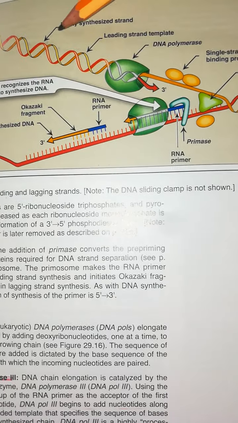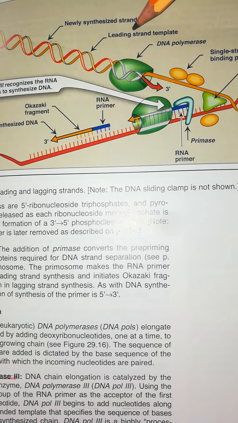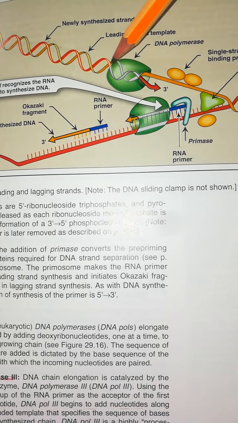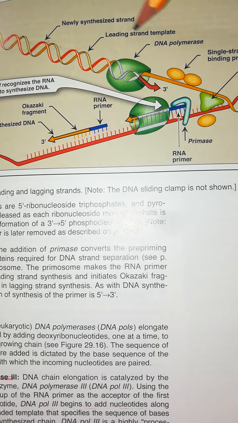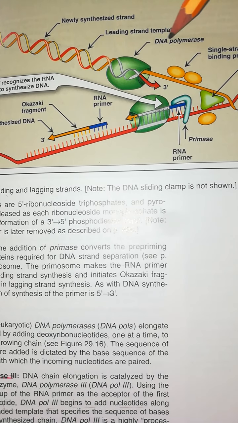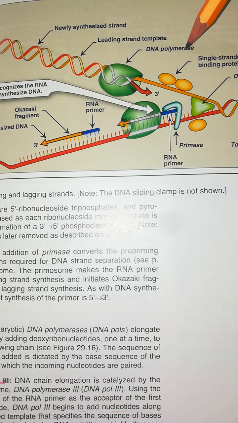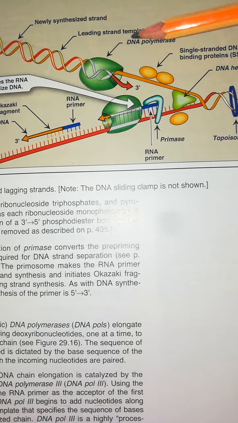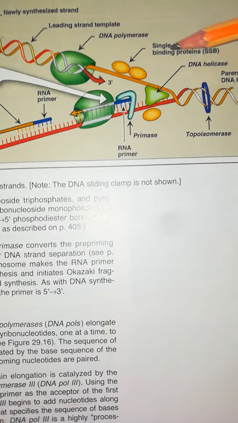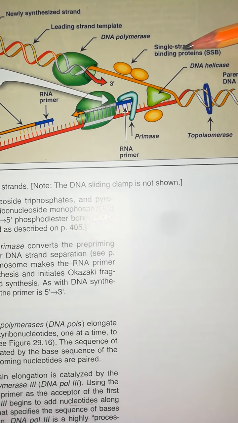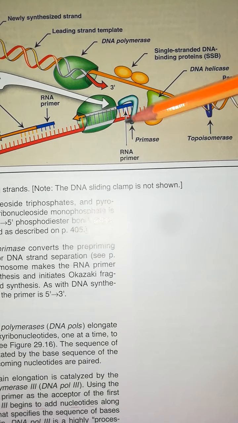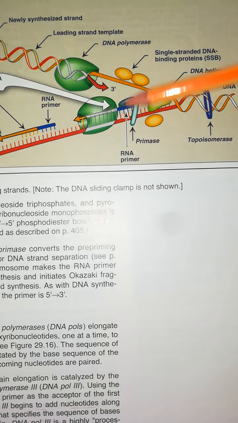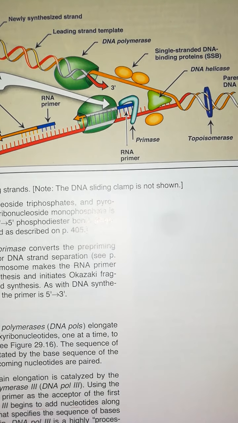Here you follow, one is the newly synthesized strand, the leading strand. This newly synthesized strand is made by DNA polymerase, actually DNA polymerase 3. Here this strand is separated by single stranded binding protein, and this strand is also separated by single stranded binding protein. That's why these two strands cannot reunite with each other.